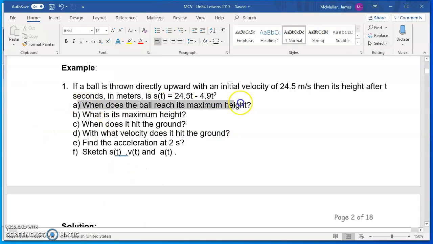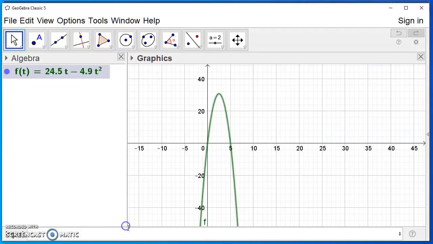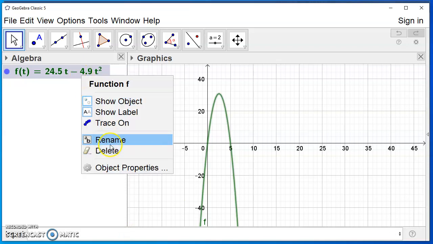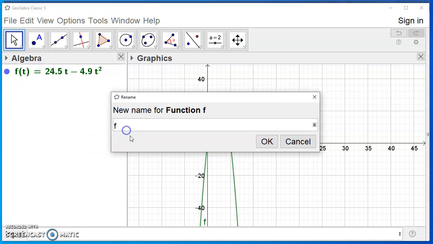It says, when does the ball reach its maximum height? Of course, from working with parabolas, there's different ways you can do this, but let's do it the calculus way. So again, we're going to rename this one S.